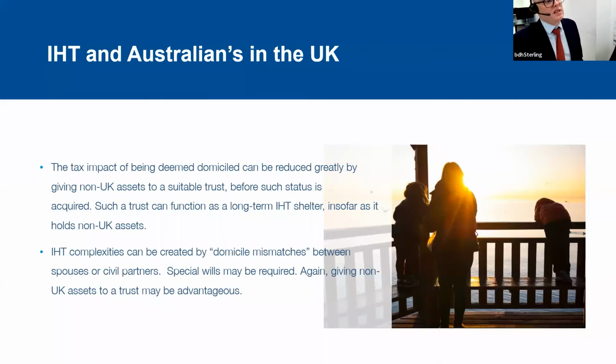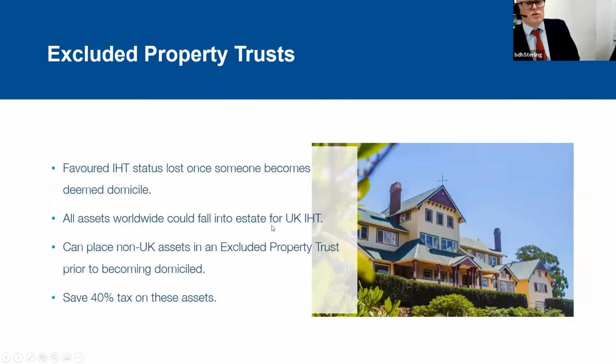There's obviously another complexity as well, because Aussies tend to marry POMs and POMs tend to marry Aussies. So there can be some domicile mismatches, if you like, when you've got one partner who's domiciled in the UK and one from Australia.